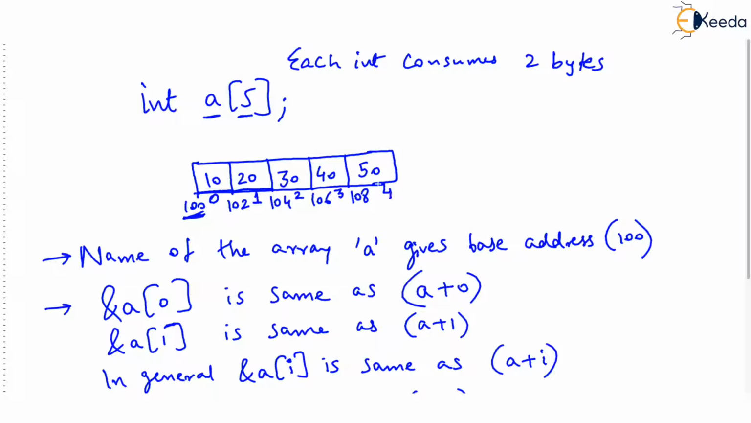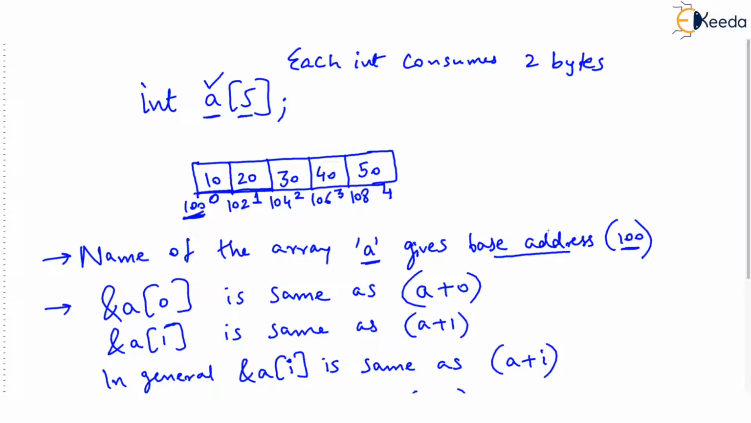Now some notational conventions. You just go through. You know that A is the name of the array. Name of the array gives base address. That is 100 in our case. So if you write in your program A, just A, you get that base address of the array.